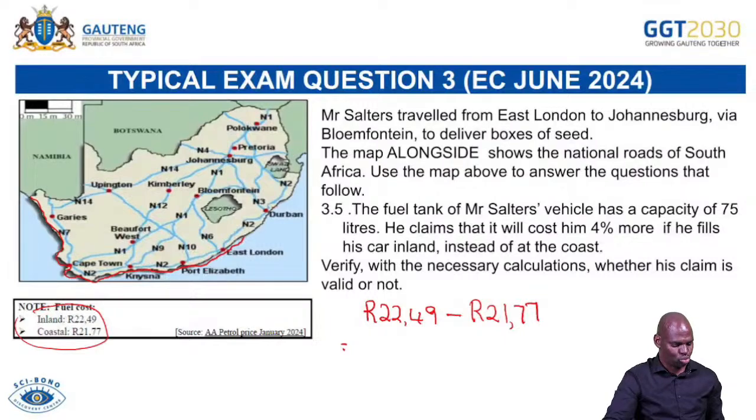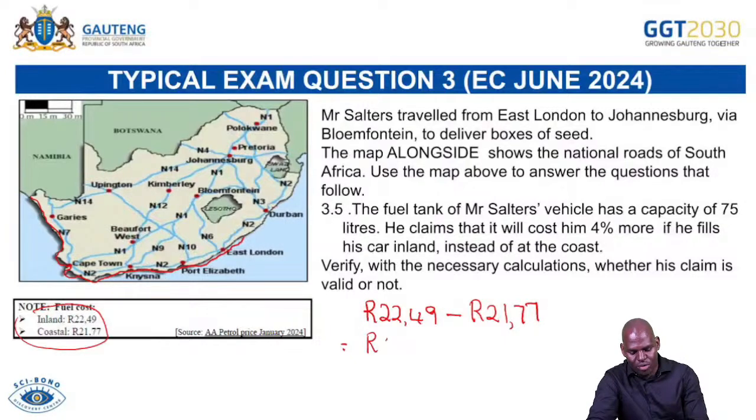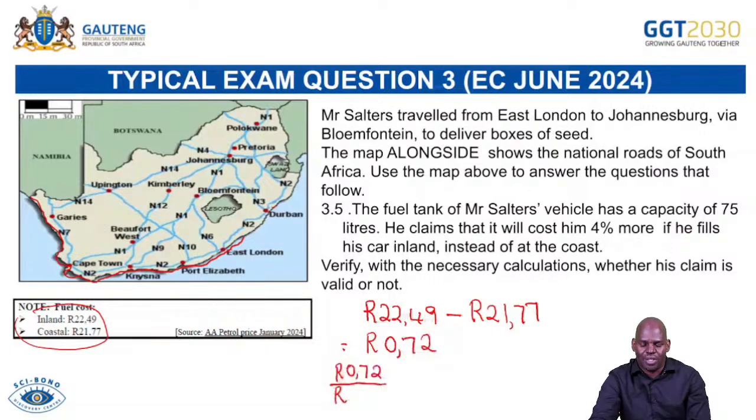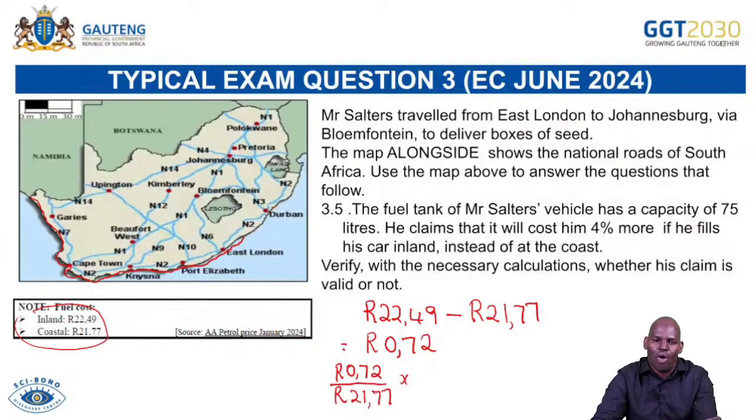22.49 minus 21.77, right? So it's going to cost him about 72 cents more, 0.72. But what percentage is this? So the percentage will be 0.72 over, what is the price in the coastal? So it's 21.77. This one, we write in the form of a percentage. It's going to cost him 72 cents more.